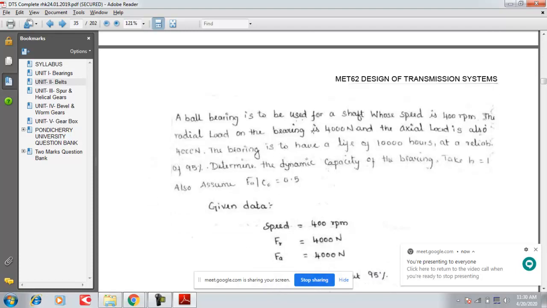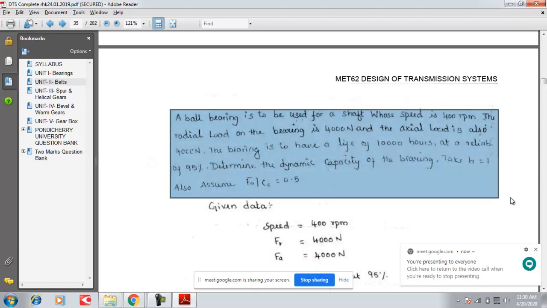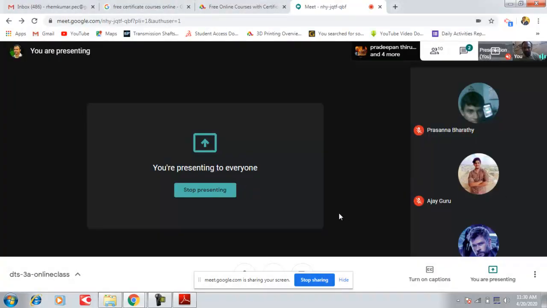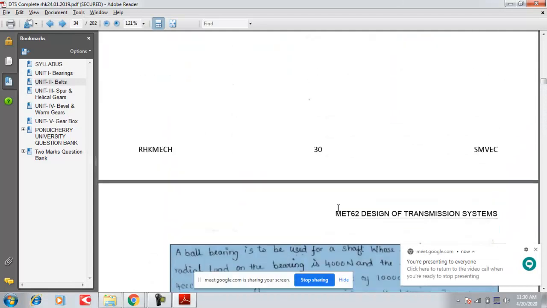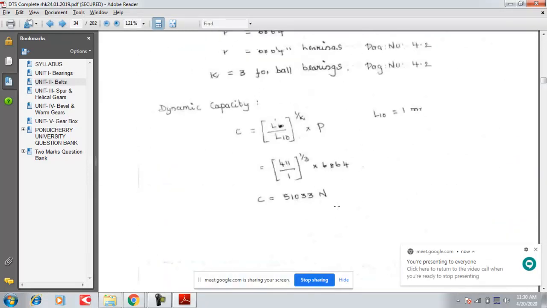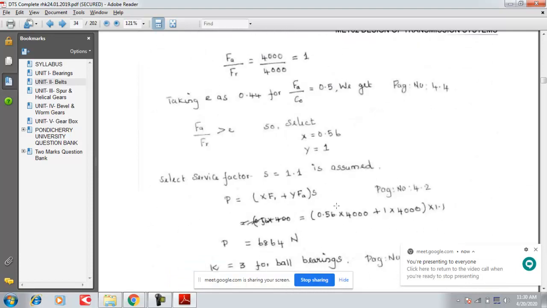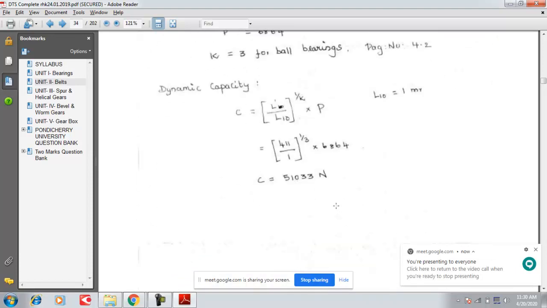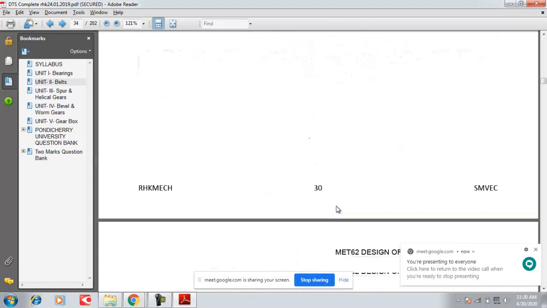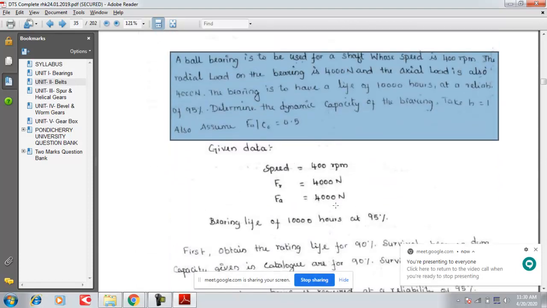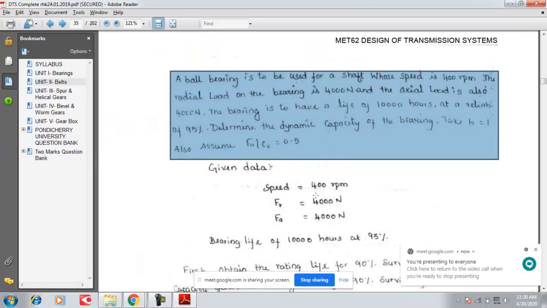Actually, if we see ball bearing problems, there is only one method, but we are solving for different values that are all given. Depending upon the values given, we will solve for the problem. But the concept is same. They will ask for dynamic capacity or bearing life. In today's problem, we are going to solve and find out the dynamic capacity of the bearing. This is the problem that we are going to discuss today.